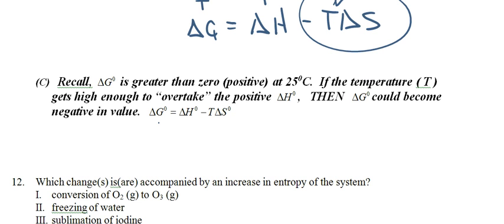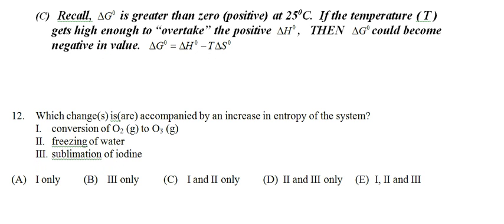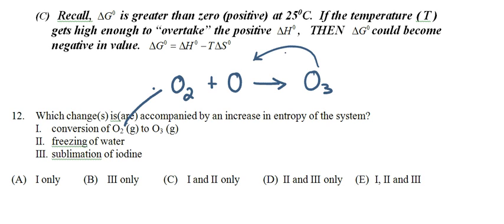Okay. All right, number 12. Which changes are accompanied by an increase in entropy of the system? All right, conversion of O2 to O3. Even though you may or may not know this, we take oxygen gas plus an oxygen atom to make ozone. That's what happens up in the atmosphere. Or to go in the opposite direction, when ultraviolet light hits ozone, it breaks down into O2 and oxygen.